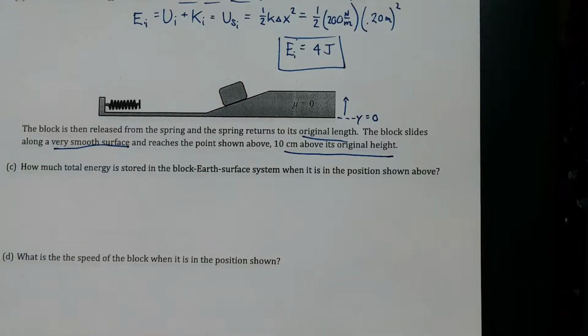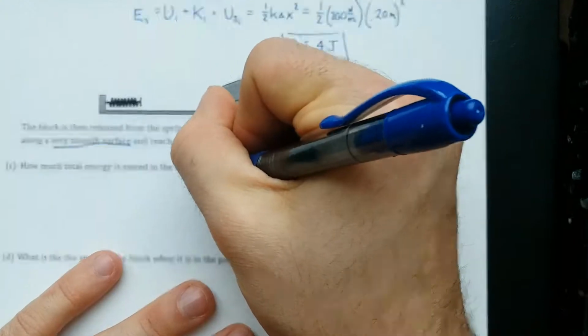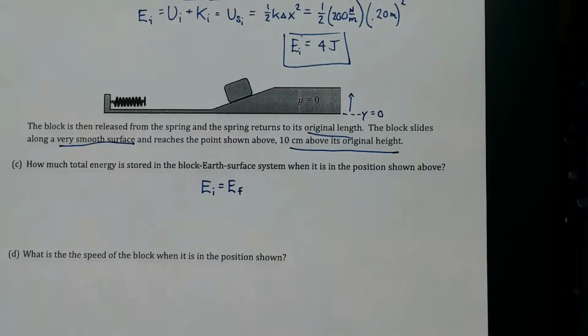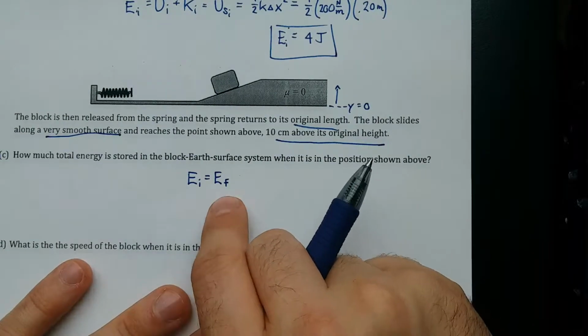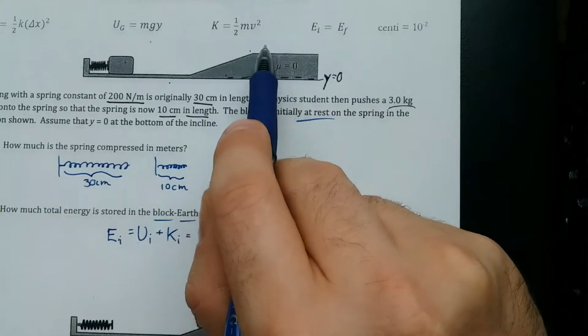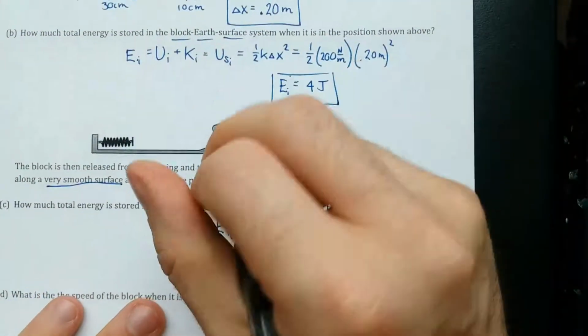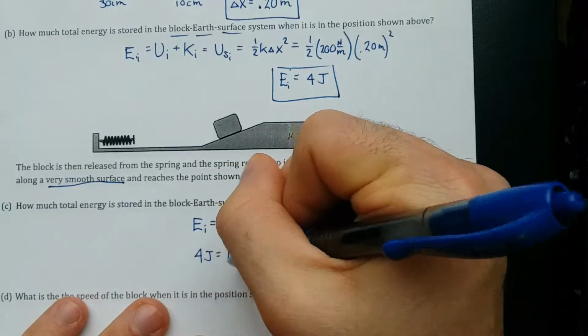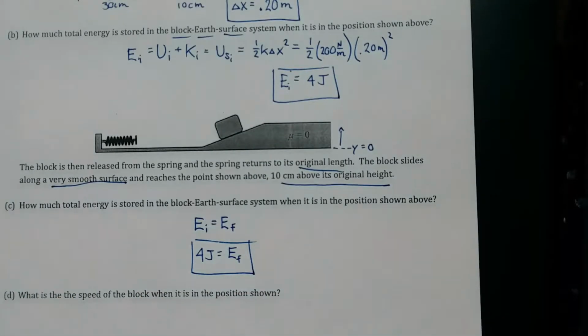How much total energy is stored in the block Earth surface system when it's in the position shown? Well, I can do that by thinking about the big deal with energy. And the big deal with energy is that in a closed system, you are never going to have energy leave the system or come in. Whatever energy I have in the beginning, I have at the end. If there were 4 joules in the system here, there's 4 joules here, and here, and here. So that means right here, there are 4 joules of energy in our system.